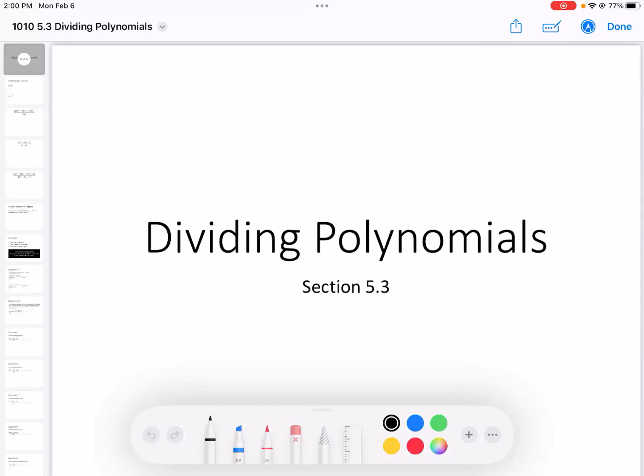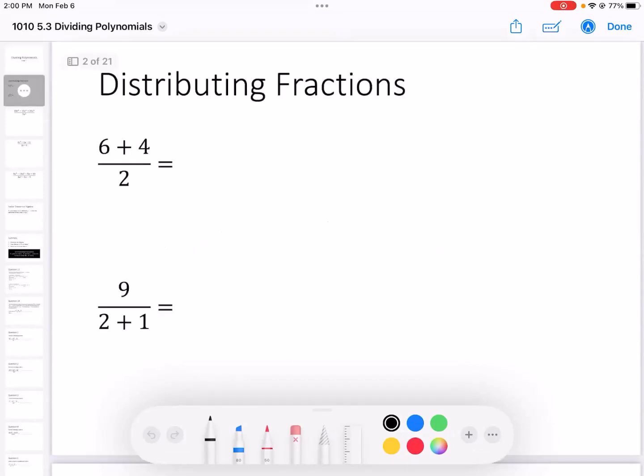And our section for today is section 5.3, which is about dividing polynomials. So we've talked about adding and subtracting and multiplying, how you can view polynomials kind of like place values. And that way of looking at polynomials is going to be really, really helpful today. So to start off our discussion, I want to talk about when you can distribute division and when you can't.